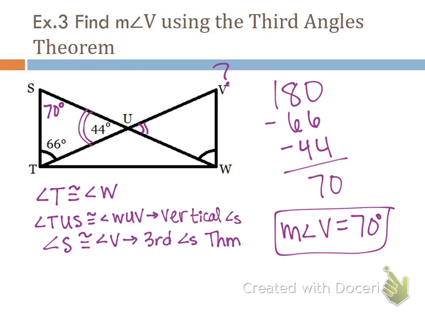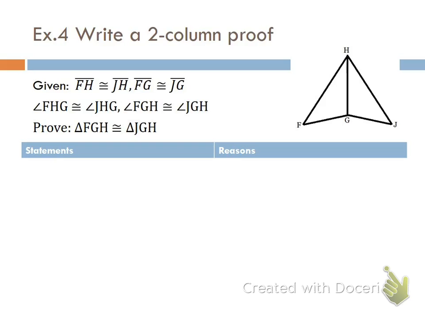Moving on. Here we go. I told you they were coming back soon. But I promise this one is not all that bad. We are given a whole lot of information for this one. Speaking of givens, what do I start with when I start a two-column proof? The givens. So I've got a lot of stuff to list out for this.